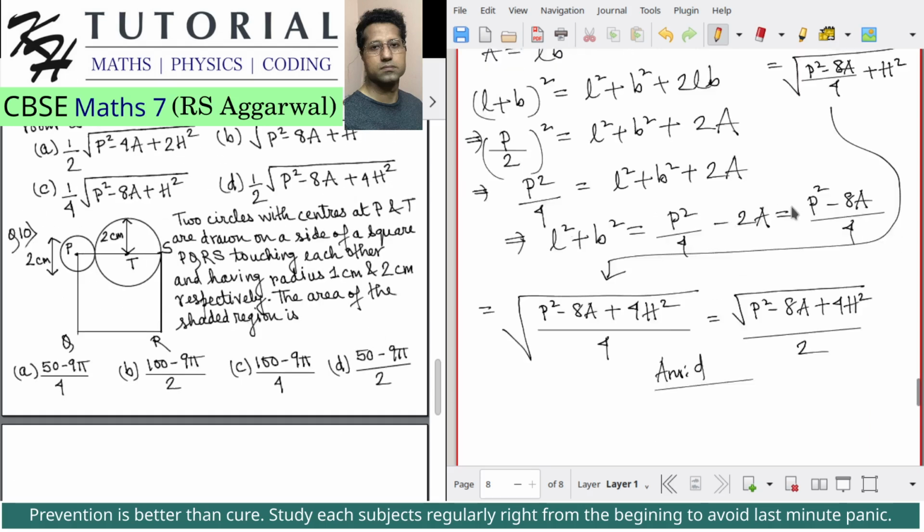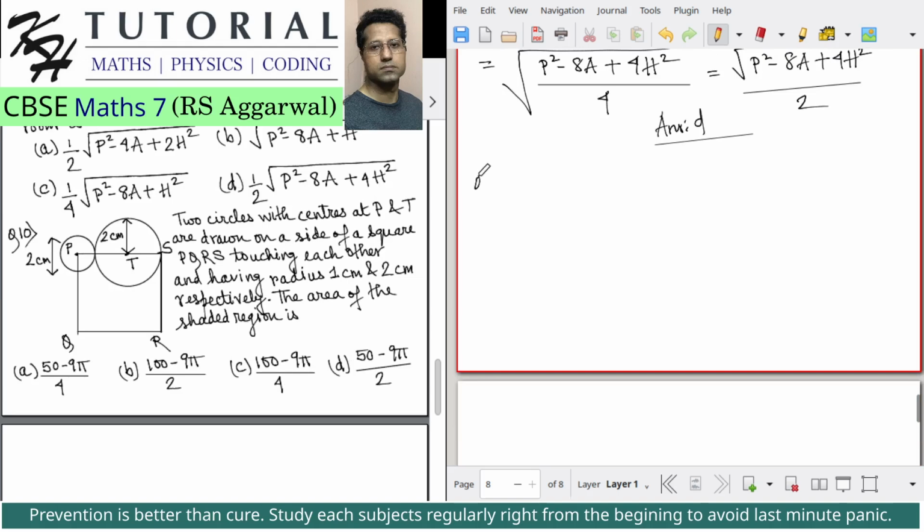Okay, let's see the last problem, question number 10. There is a figure. Two circles with centers at P and T are drawn on a side of a square PQRS. So PQRS is a square, and on the side PS, two circles are drawn. One circle is having a center at the vertex P, and the other circle is touching the smaller circle and touching the vertex S.